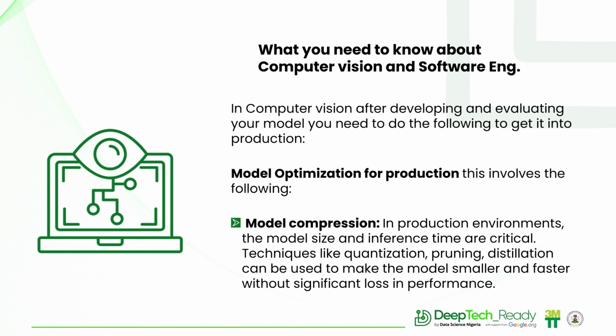You are impressed by the performance, but that doesn't mean that's the way it's supposed to work in production. So there needs to be some level of optimization and the likes. First and foremost, with respect to model optimization, is model compression. In production environments, the model size and inference time are very critical. Techniques like quantization, pruning, distillation can be used to make the model smaller and faster without significant loss in performance.